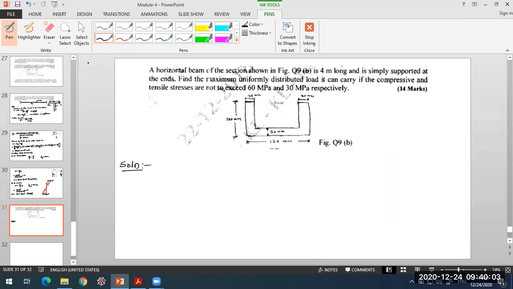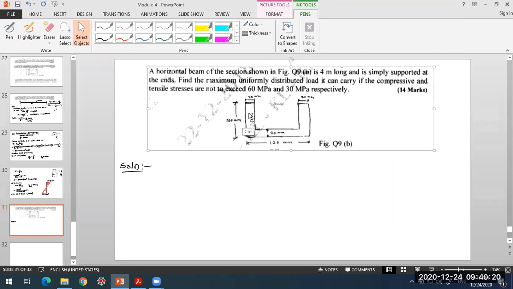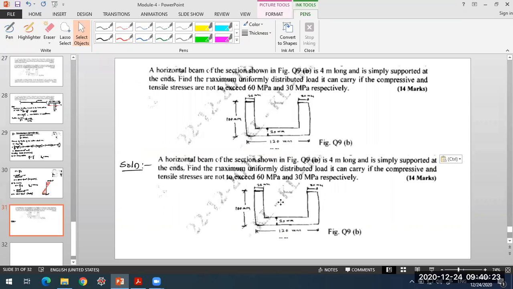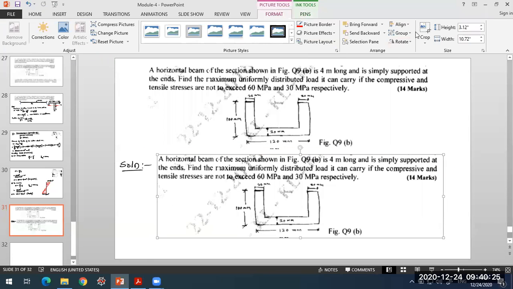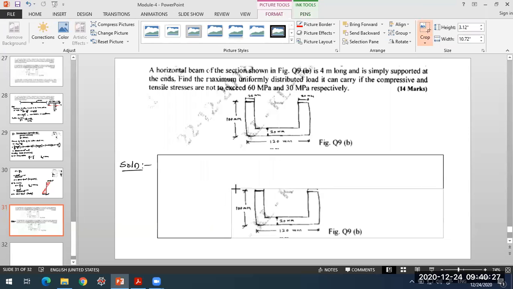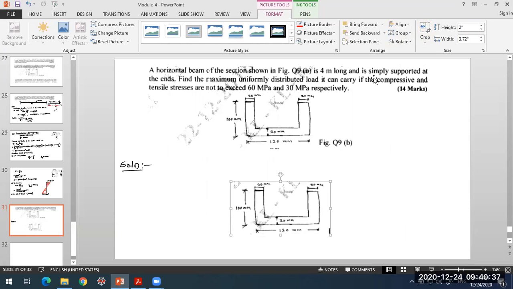So for the given cross section, the first thing is we need to determine the location of neutral axis and also the moment of inertia here. So here what I have, this section. This is our section, what is given here. These are all the problems from the previous video question papers, all these three problems.